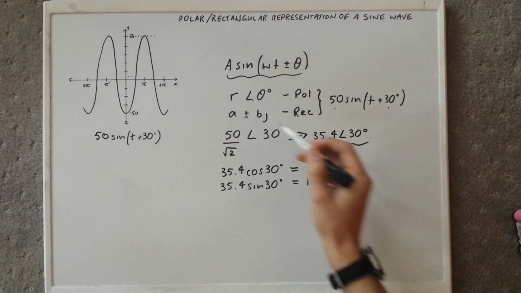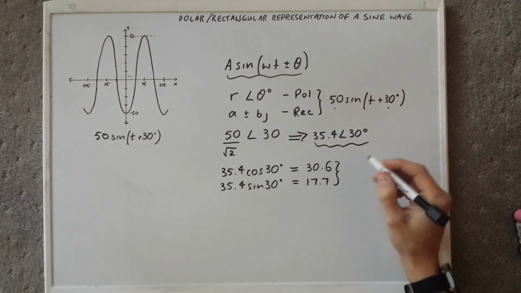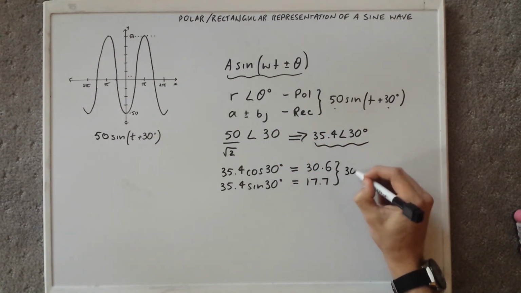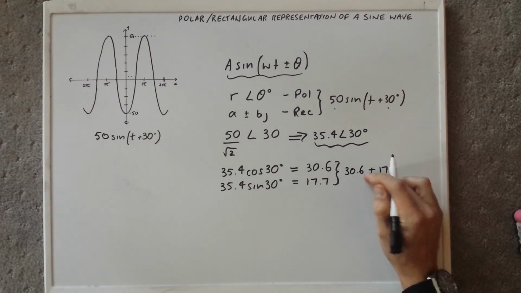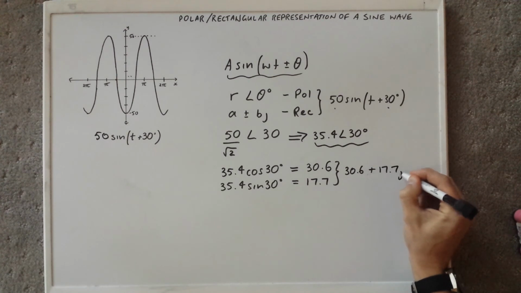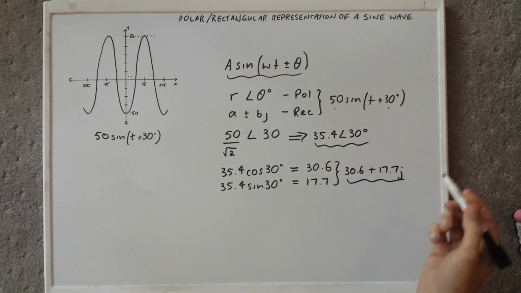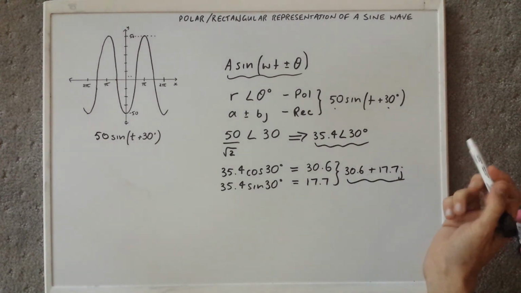Putting this into the rectangular format or the complex number format, we then get 30.6 plus 17.7j. And that is our rectangular format. I hope this has been helpful.